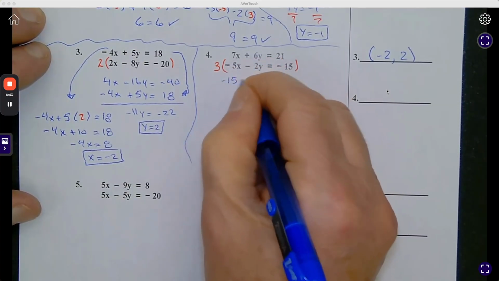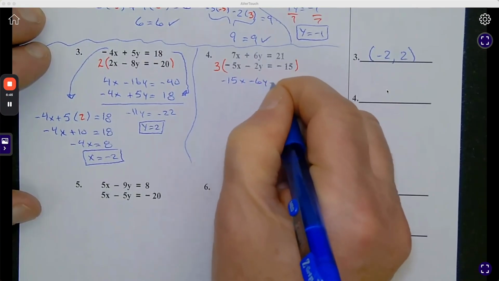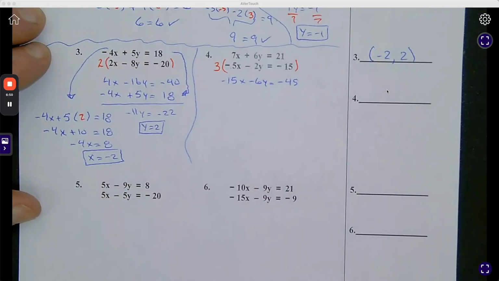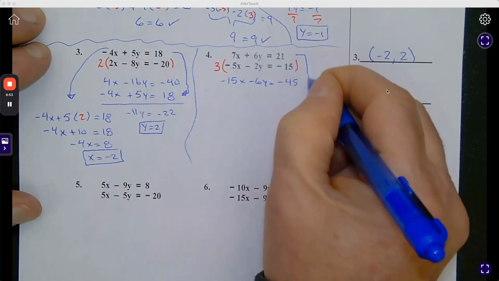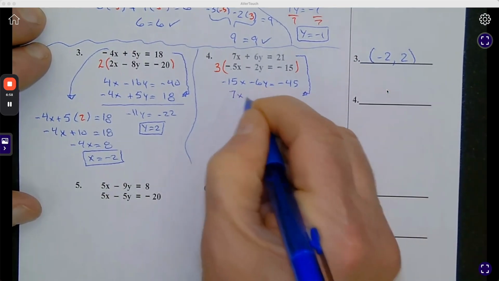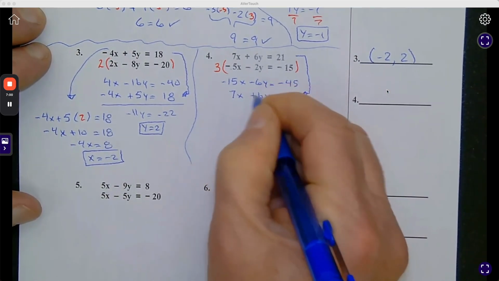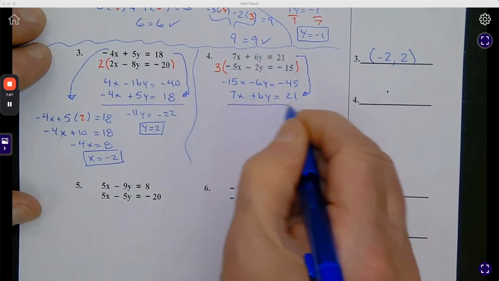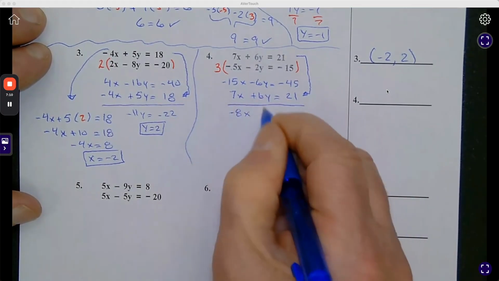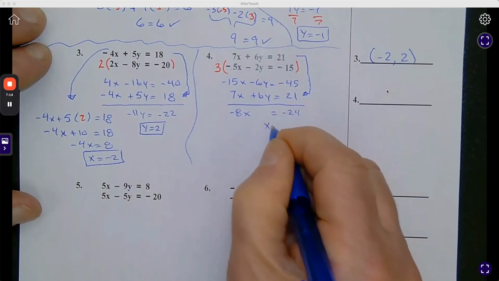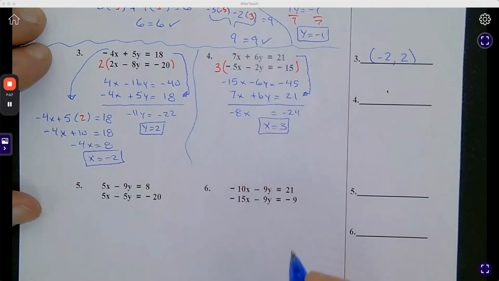Multiply these together, so you're distributing the 3 through. So I multiply 3 by that, 3 by that, and 3 by that. Bring the equation that you did not manipulate down. So that gives me 7x plus 6y. Look at how we have opposites there. That's what we wanted. Okay, add those up. That gives me -8x. That goes to 0 equals -24. Divide by -8. You get x equals 3.